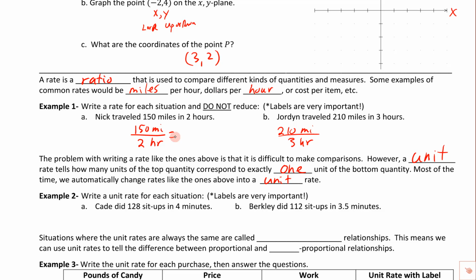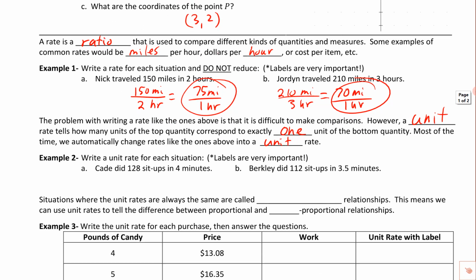And we do that by making sure that the denominator is a 1. So let's go ahead and divide the bottom by 2 and the top by 2. Or what we actually do here is we just take 150 divided by 2. So that would be 75 miles on the top, and 1 hour on the bottom. So this would be 75 miles per hour. If we take the 210 and divide it by 3, we end up with 70 on the top, and we end up with 1 hour on the bottom. So there's our unit rate. Now you'll notice that because they're both compared to 1 hour, that makes it very easy to tell who was going faster. In this particular situation, Nick was going faster.